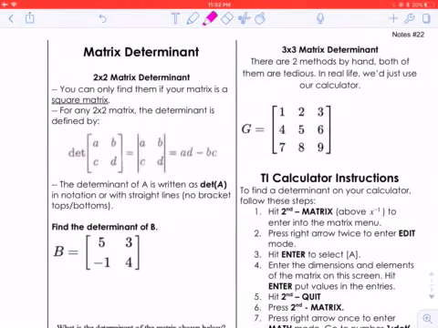Hi guys, this is Note 22. So today we're talking about matrix determinant. And the determinant is something that we can do with anything that is a square matrix. So a 2 by 2 or a 3 by 3, but you can't do it if it's not square.